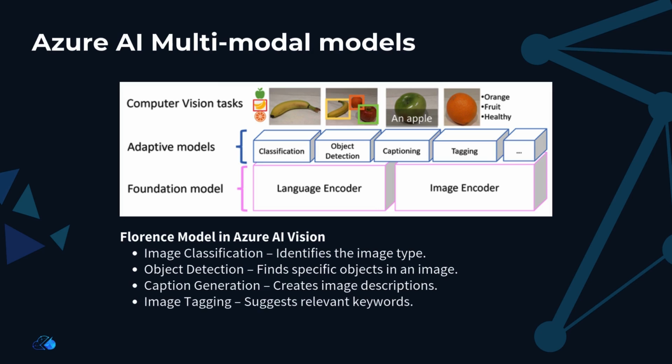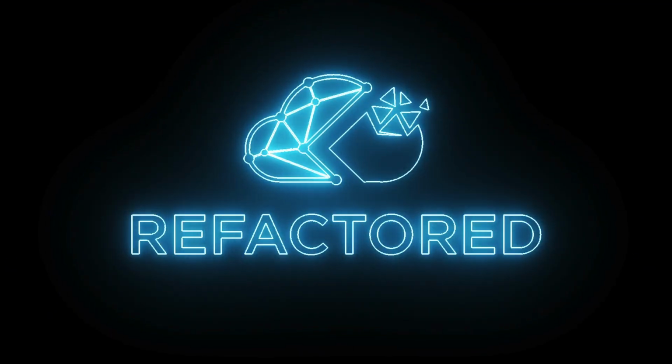For example, you can use Florence to build AI models that can classify images, like figuring out what type of image it is, detect objects, like finding specific things inside an image, generate captions, like creating descriptions for images, and finally tag images, such as keywords related to the image. So with Azure AI Vision and the Florence model, businesses can build powerful AI-driven image solutions. Whether it's searching for images, detecting objects, or generating descriptions, this technology is shaping the future of AI-powered vision.